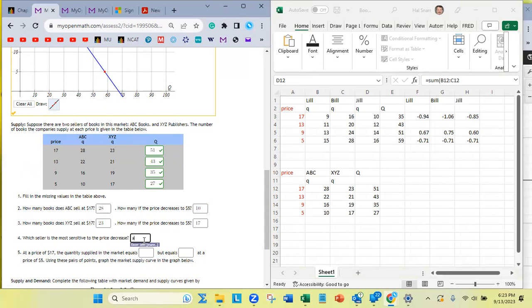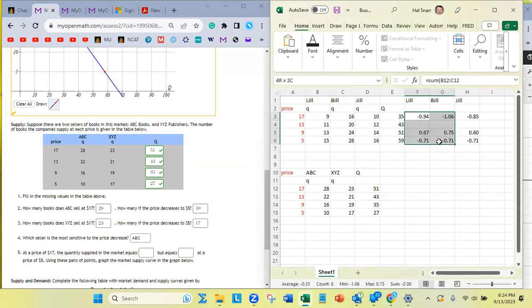We're going to type ABC there. But what I'm going to do first is I'm going to calculate the elasticities. Okay. What I can do is I can just copy this stuff from there down to here. Whoop.